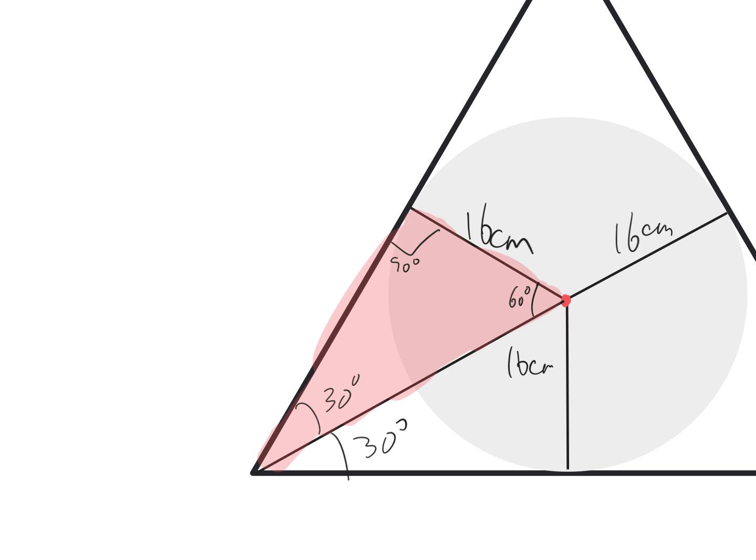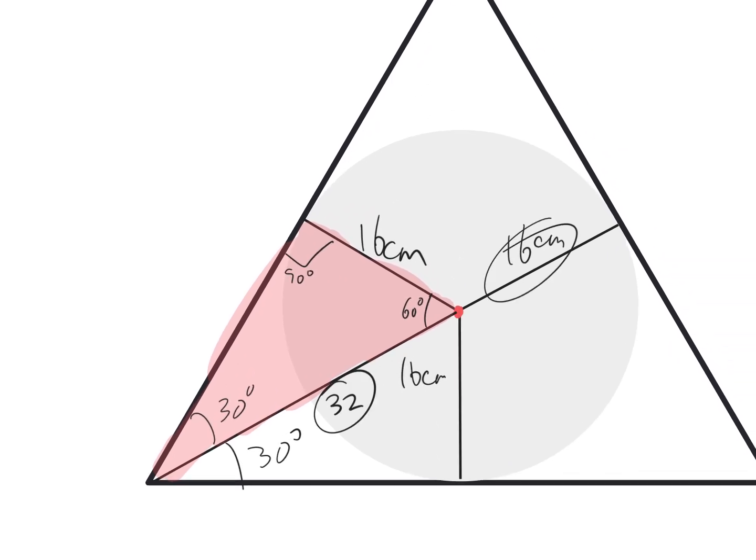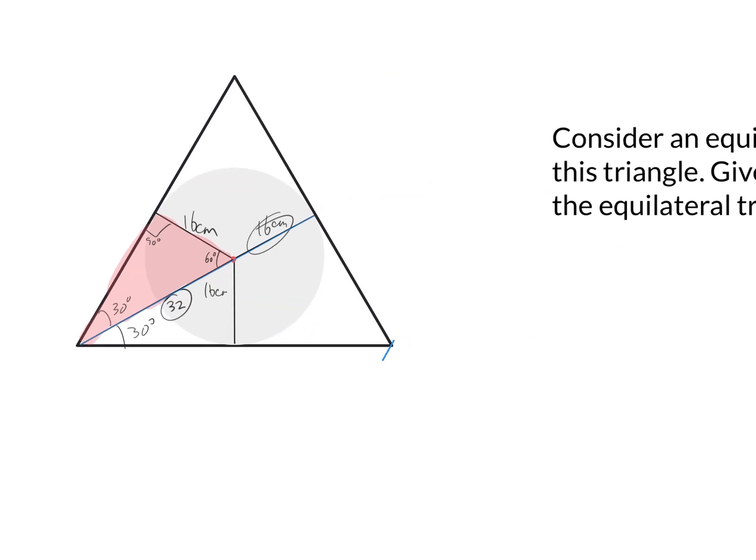So now this is a 30, 60, 90 triangle. Using our old trigonometry, we find that the hypotenuse is simply double, right? So then you have 32 plus 16. Well, the altitude is simply 32 plus 16 because it's this whole blue line here. That's the altitude because that's equivalent to this. Nope, not that. This.